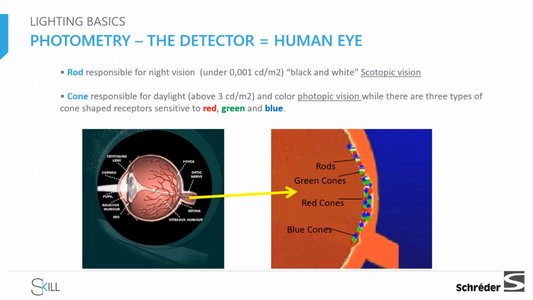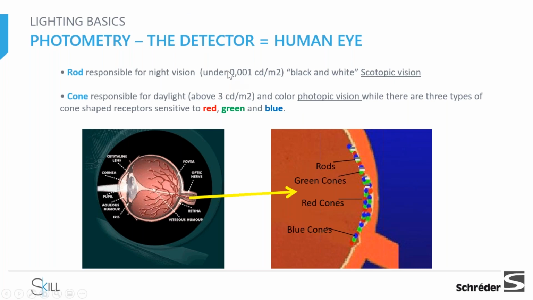Cones, on the other hand, are responsible for daylight, and they will be active completely once the light level is above 3 candela per meter square. The type of vision that they are performing is called photopic vision. For the cones, we have 3 types. We have the red, the green, and the blue. So what we see here, we have very low levels. If we are under it, then we are in scotopic vision, and we have 3 candela per meter square, and if we are on top of it or above it, we call it photopic vision.